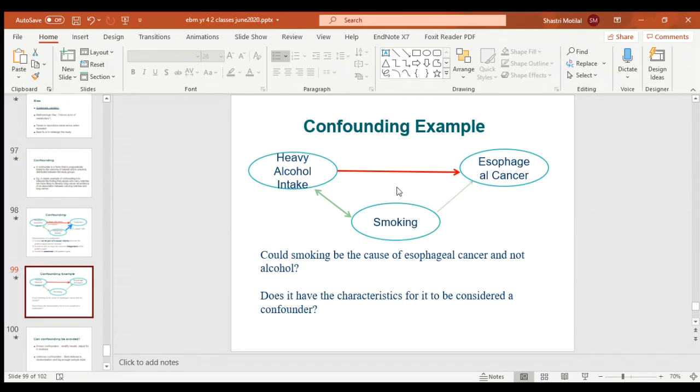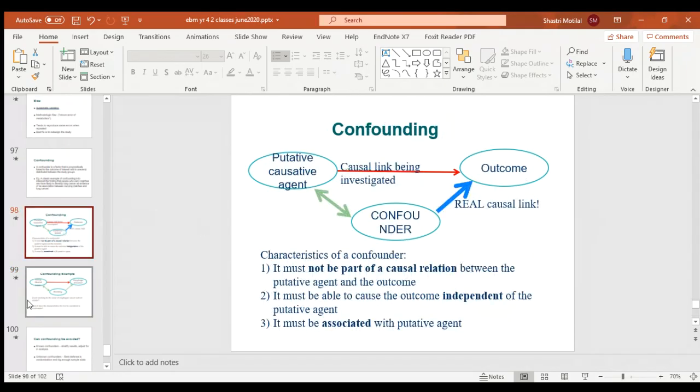Could there be a confounder? Could there be some other factor that would go with alcohol that could also cause cancer even if a person does not drink? Here, smoking is shown as an example. Smoking is the classic example here because smoking goes with alcohol. So a person who drinks alcohol is more likely to smoke compared to a person who does not drink alcohol. But smoking could cause esophageal cancer even if someone does not drink. So smoking meets the three-part criteria to be a confounder.